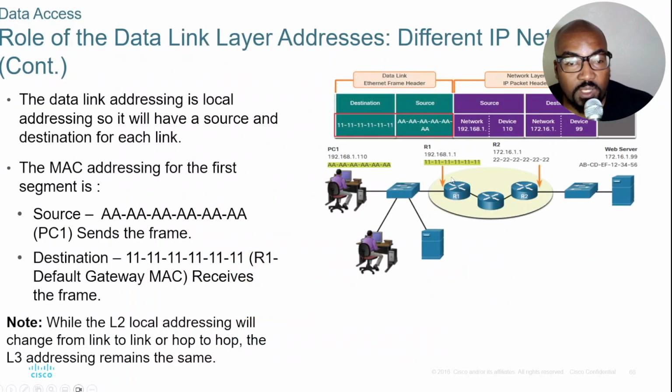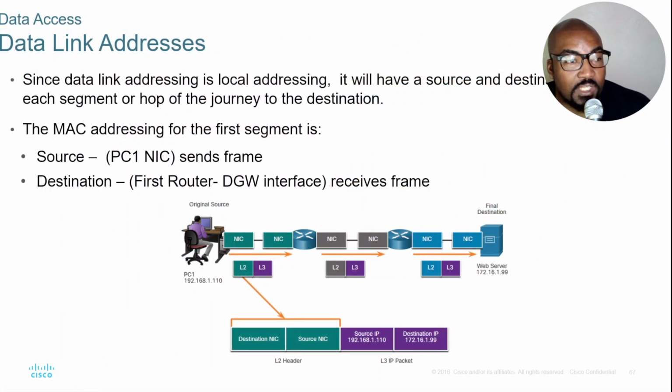So as soon as it sends it out the gateway, it sends it out to the MAC addresses, which is the physical address associated with the IP address. And then it gets to its web server, and that information comes back. So essentially, one way of trying to figure out how the IP addresses are associated is that the MAC addresses are associated with the IP addresses. Since data link addressing is local addressing, it will have a source and destination for each segment or hop of the journey to the destination.